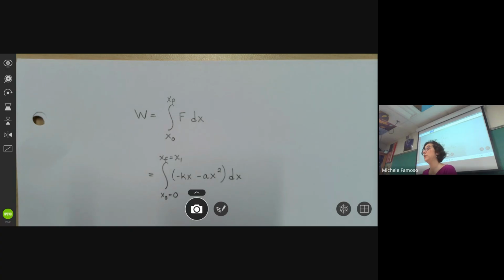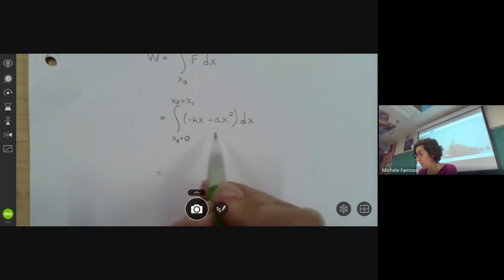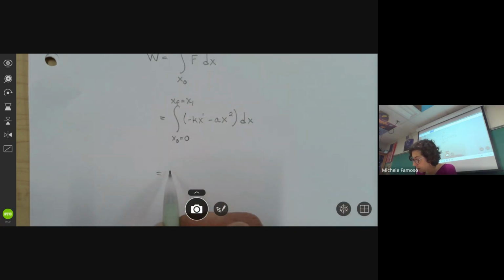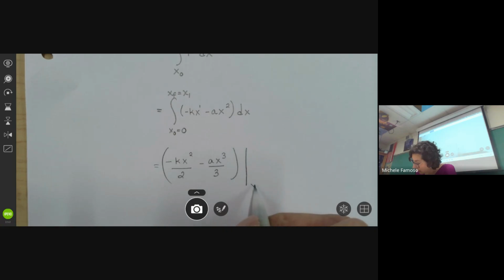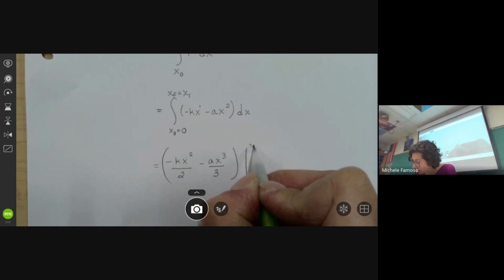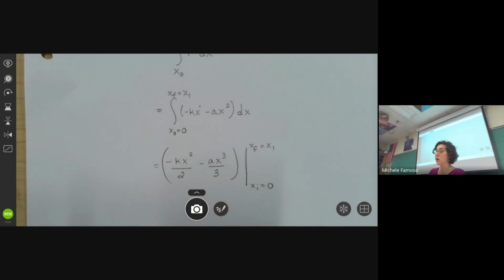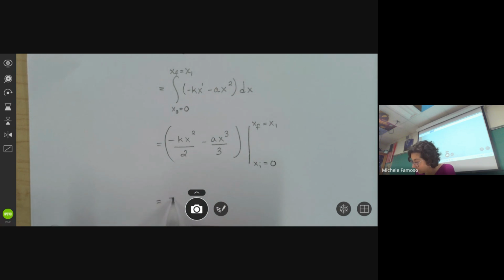Okay, so let's evaluate the integral first. You know how to do the integral on this? This is x to the first power. So this would be negative k x squared over 2 minus ax cubed over 3. And now we're going to evaluate that between an initial x value of 0 and a final x value of x1. So let's go ahead and plug in. That's negative k. The final values are always known first. x1 squared over 2 minus ax1 cubed over 3. And then we're going to subtract.